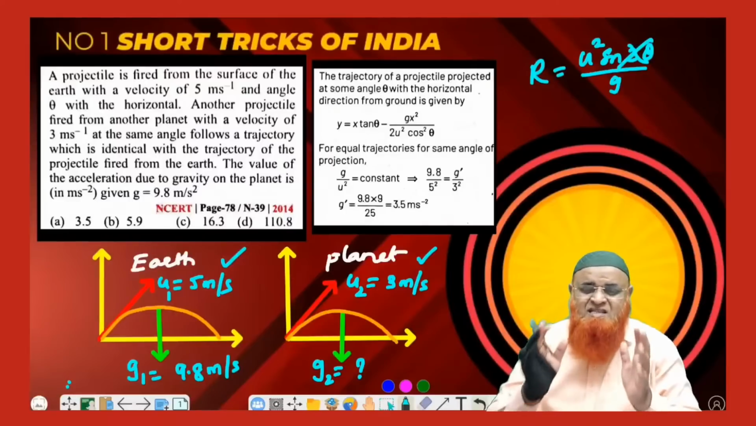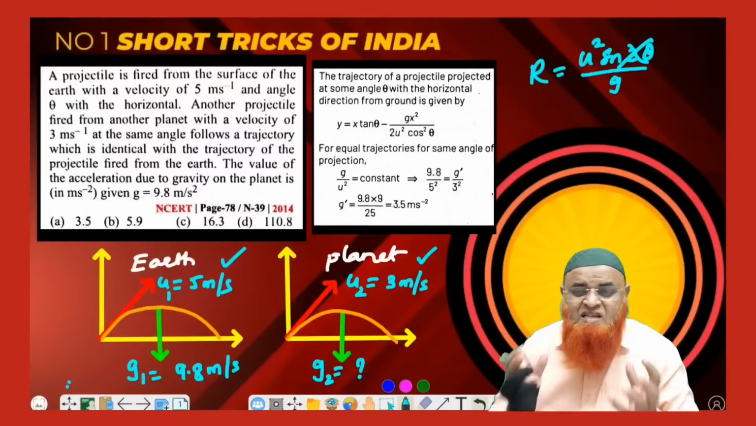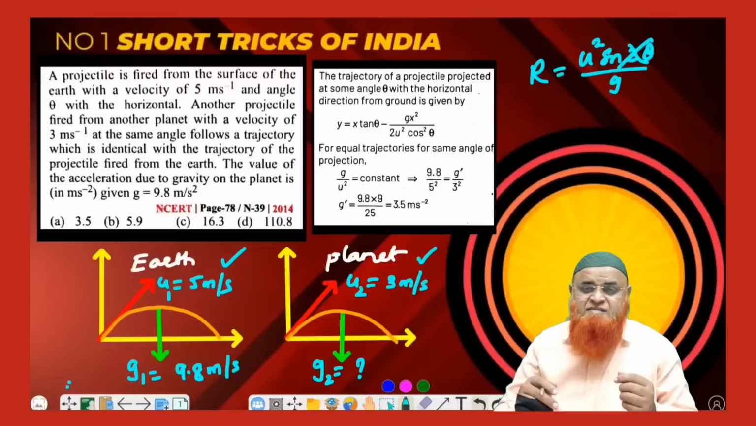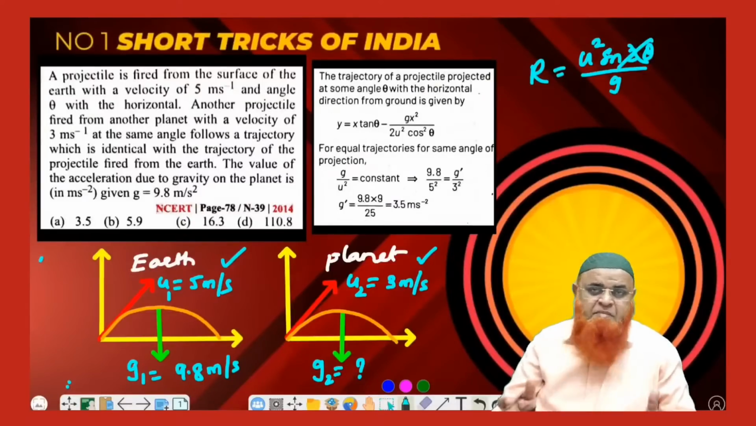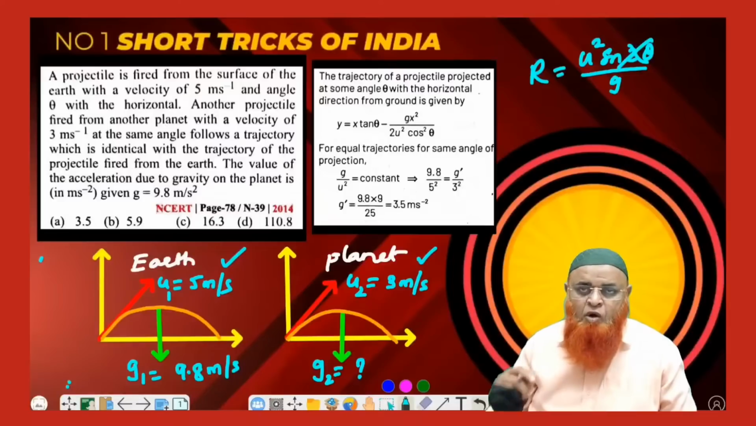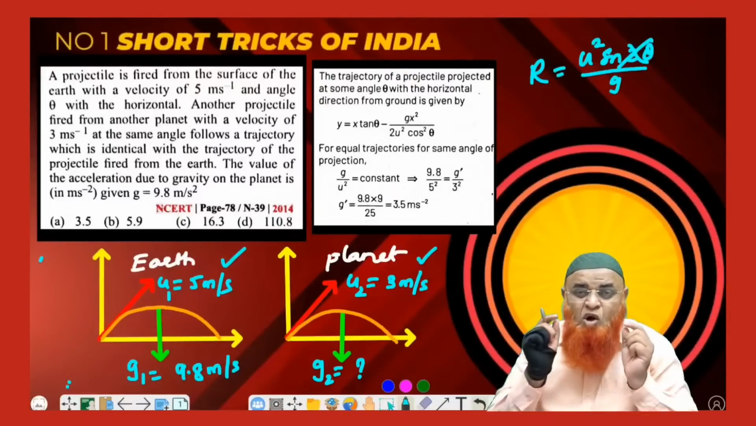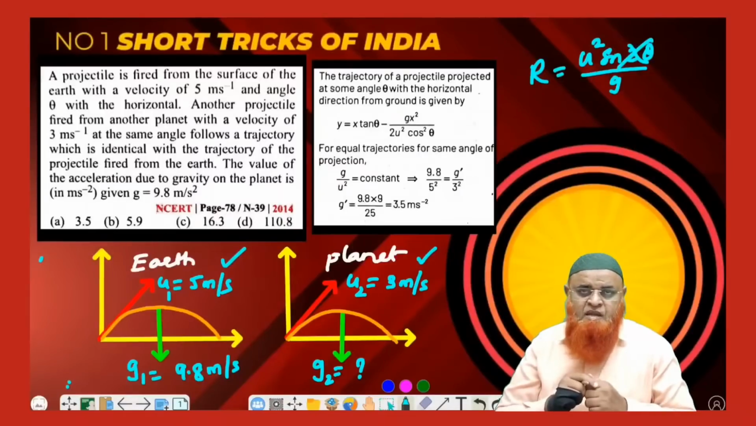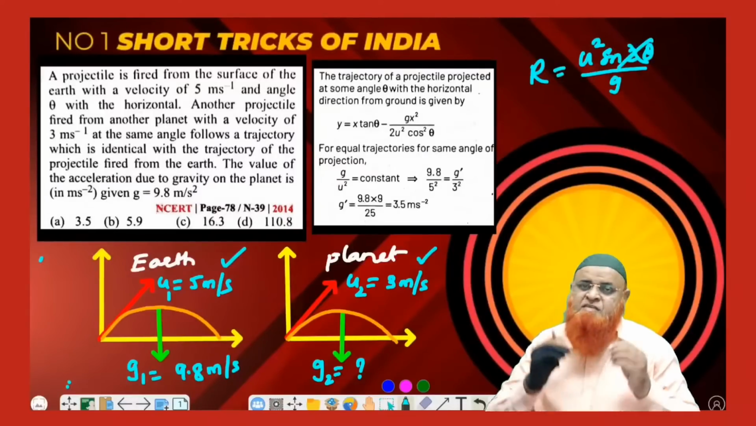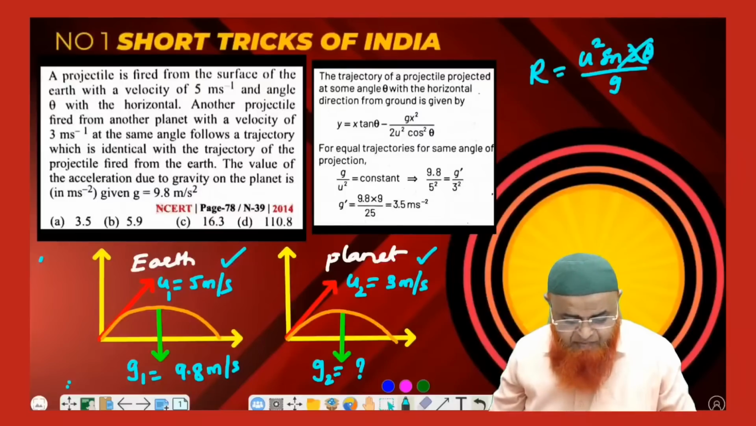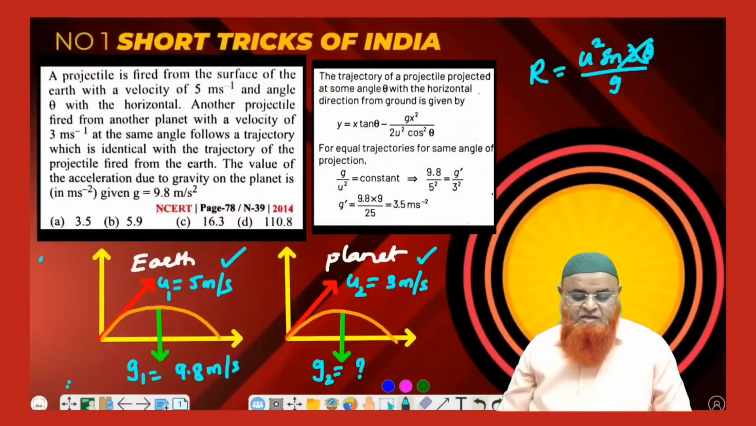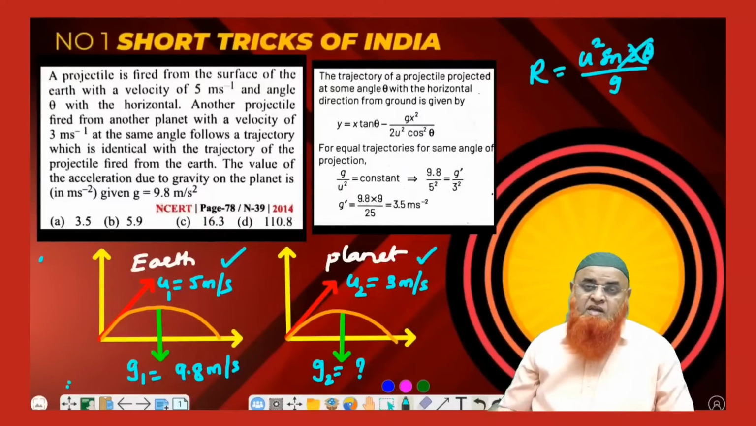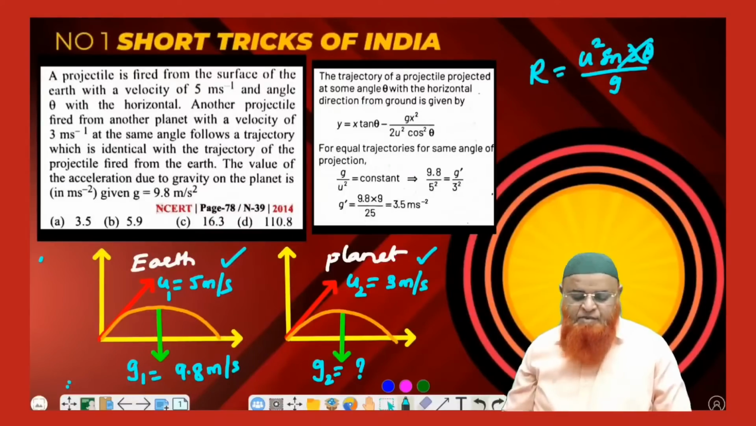Now he is asking us to find the acceleration due to gravity of the planet, where the acceleration due to gravity of the Earth is 9.8. We all know about that. But how to find the acceleration due to gravity of some other planet? What is the common thing which is given here? Velocities are different. Angles are going to be the same. Yeah, angle is going to be the same. Okay, then what else is the same here? If you observe keenly, range is going to be the same.